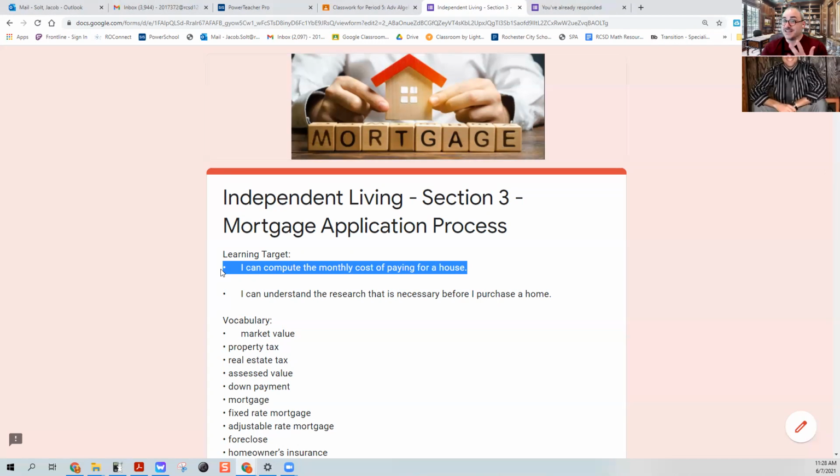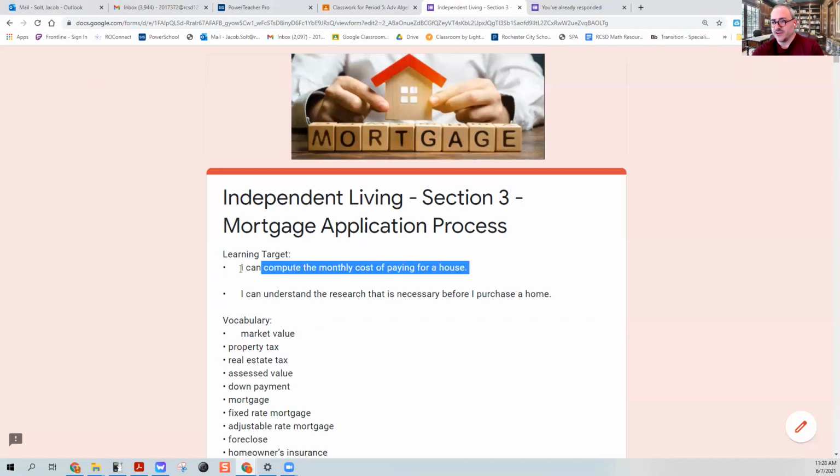Then we looked at taxes, right? Taxes are usually paid either annually or semi-annually. If it's an annual tax bill, divide it by 12 to find the monthly cost of taxes. If it is a semi-annual tax bill, you divide it by 6. All right.